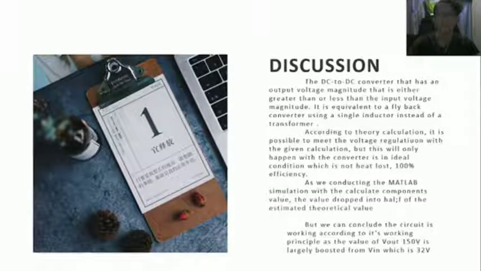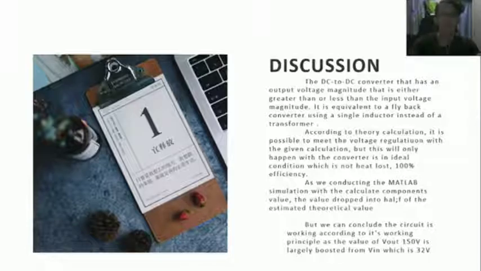Okay, for the discussion, the DC to DC converter has an output voltage magnitude that is either greater than or less than the input voltage magnitude. It is equivalent to a flyback converter using a single inductor instead of a transformer. According to theory calculation, it is possible to meet the voltage regulation with the given calculation, but this will only happen when the converter is in an ideal condition, with no heat loss and 100% efficiency.